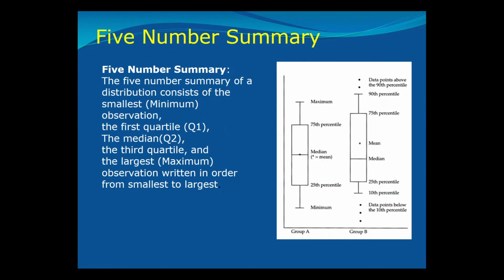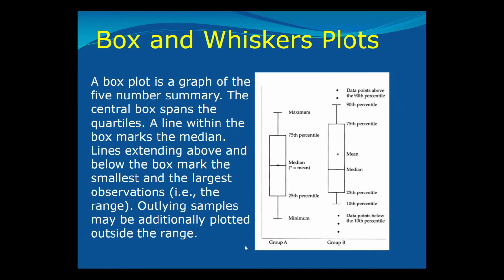On this slide, you see the same box and whiskers plot, which gives us the 5-number summary. The 5-number summary of a distribution consists of the smallest observation (minimum), the first quartile, the median (quartile 2), the third quartile, and the largest observation (maximum), written in order from smallest to largest. A box plot is a graph of the 5-number summary.